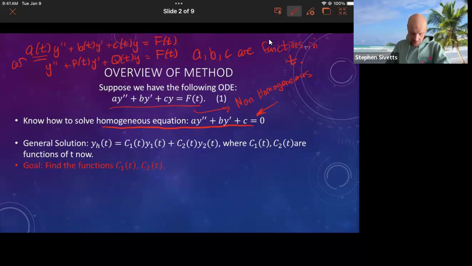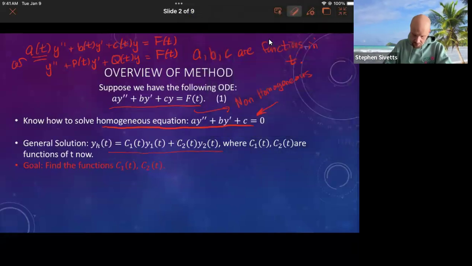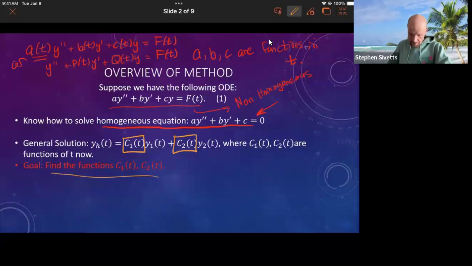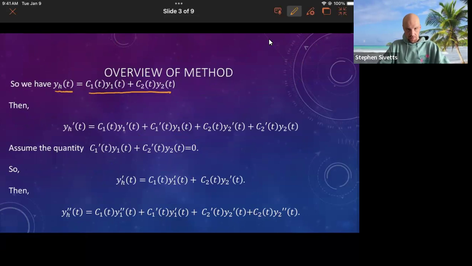And so the general solution of a homogeneous type looks like this, right? Our goal now is to figure out the constants, but this time the constants are functions of t. So we want to look for what C1 equals and what C2 equals, right? So that is the goal of this section. Now, we know that the homogeneous solution looks like this, right? For a second order linear differential equation, right? Existence and uniqueness, okay?